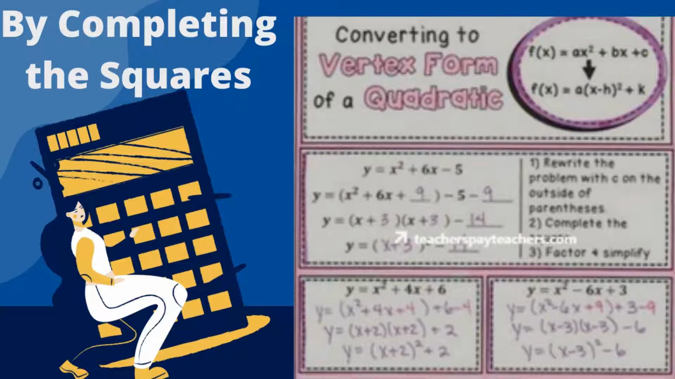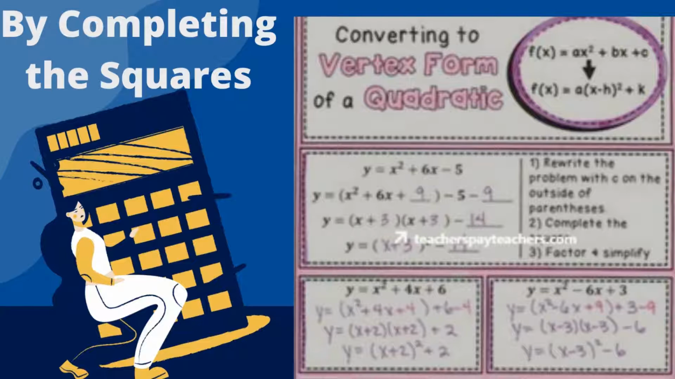Okay, getting now the perfect square trinomial, you will have quantity x plus 3 times quantity x plus 3, or quantity x plus 3 squared. Then the number outside or the k will be negative 5, negative 9, that is negative 14. And so, the vertex form of the quadratic is y equals quantity x plus 3 squared minus 14.